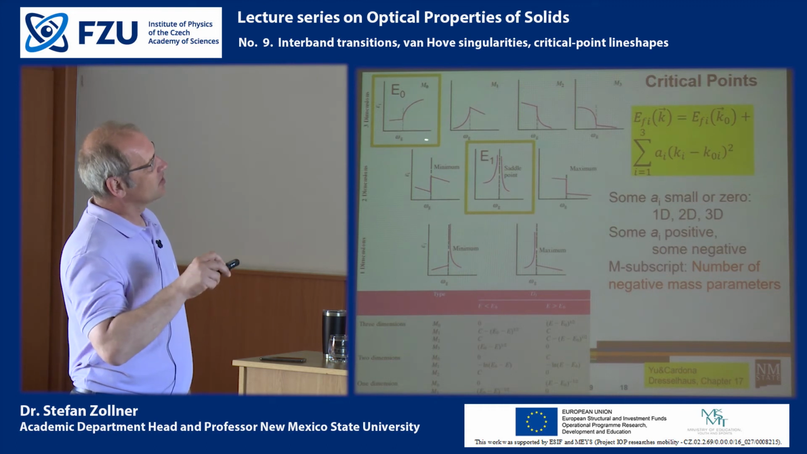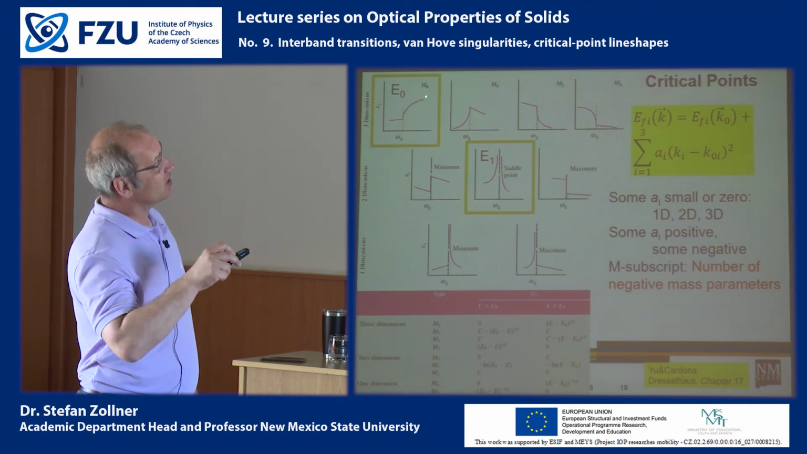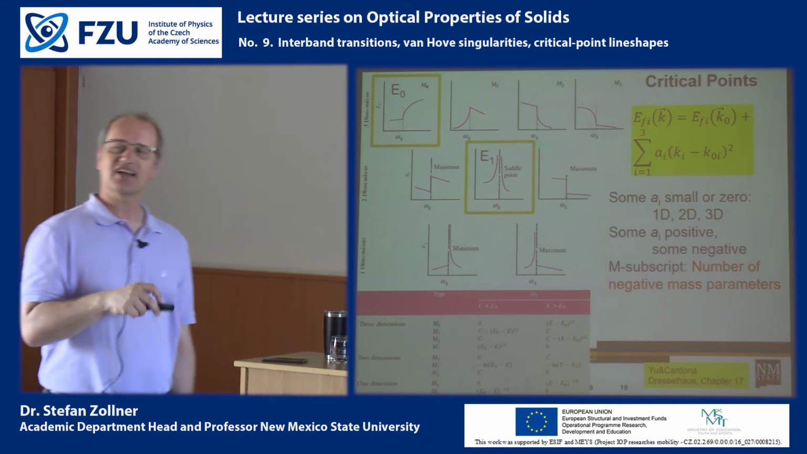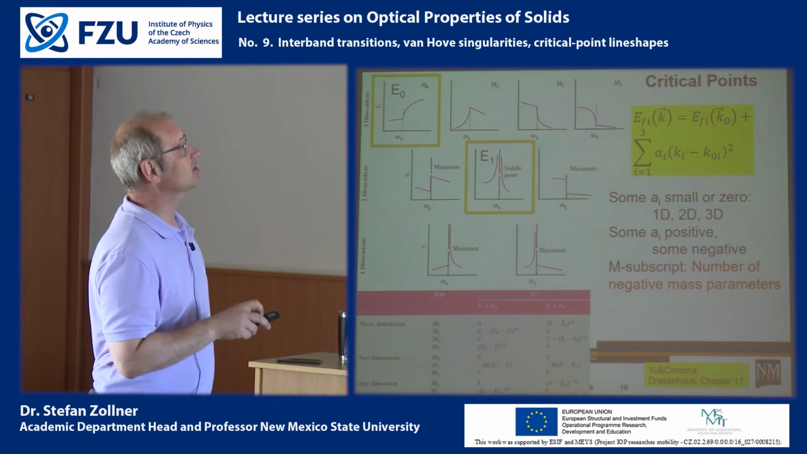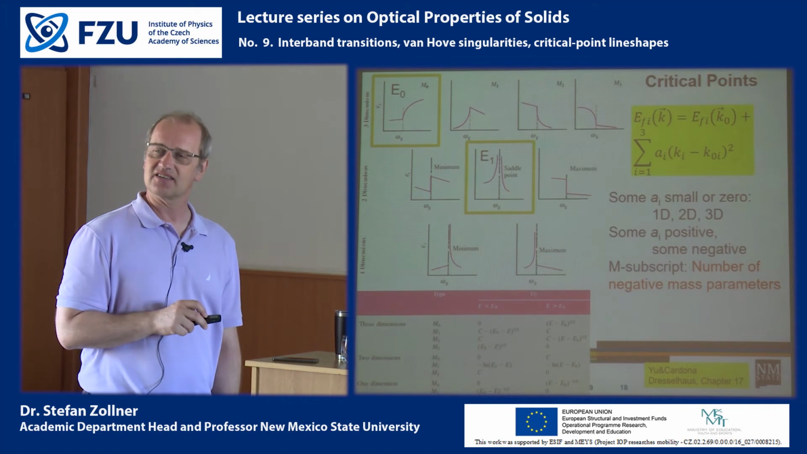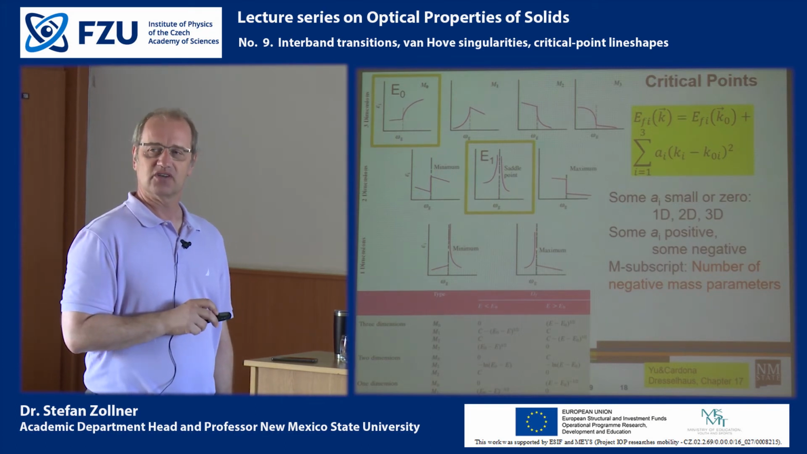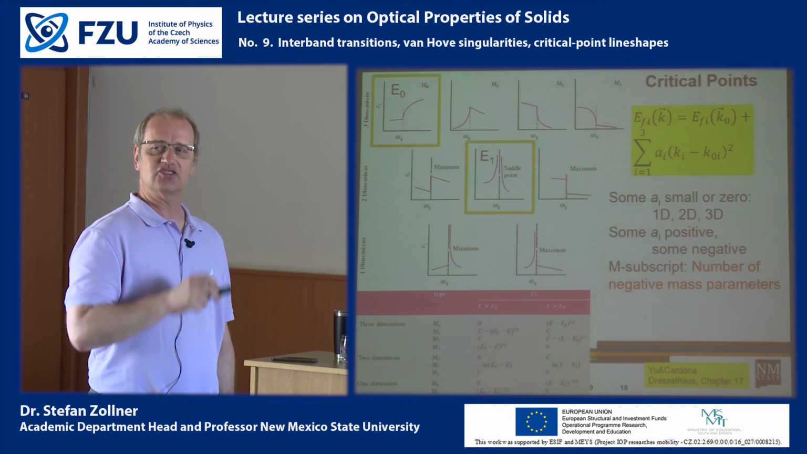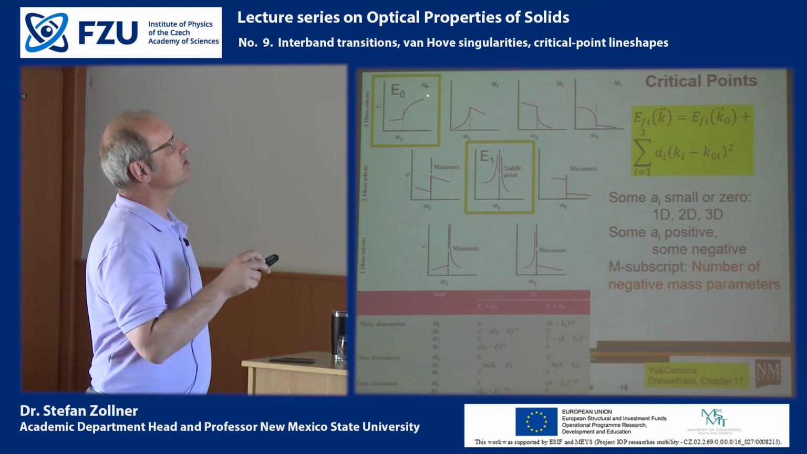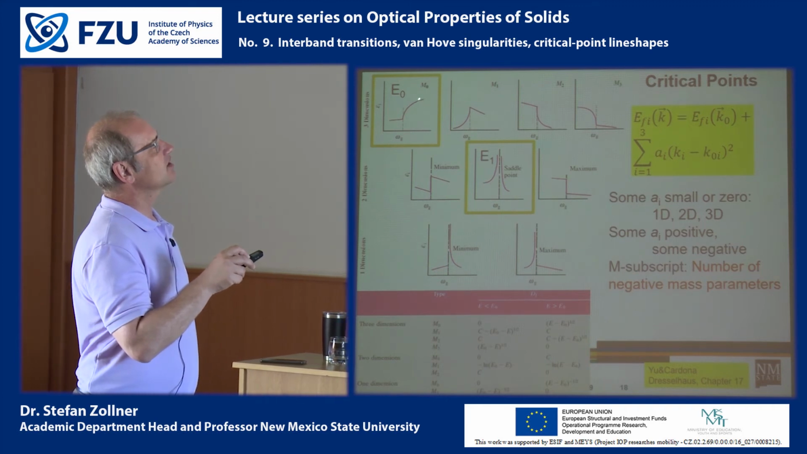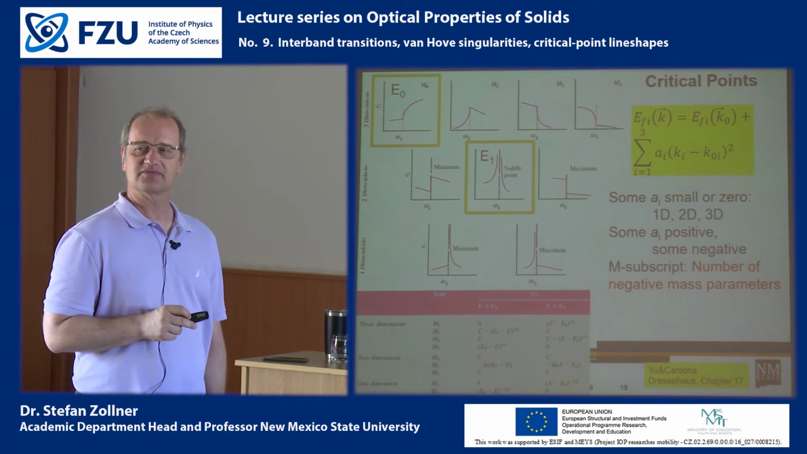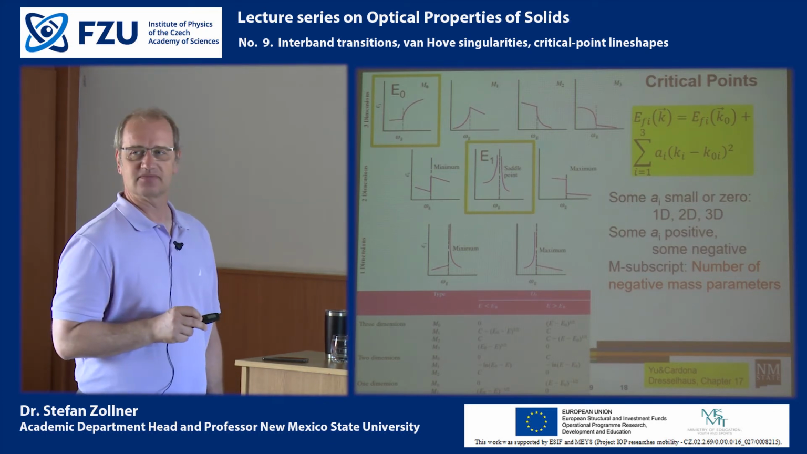And here it looks like it goes up and will go up forever, right? So why does it not continue forever? The reason is that this model assumes a parabolic band dispersion. So at higher energies, the mass gets larger and larger, and that will affect the rise of this onset.